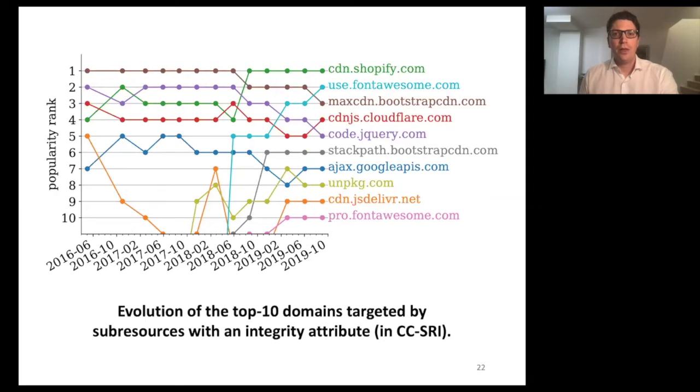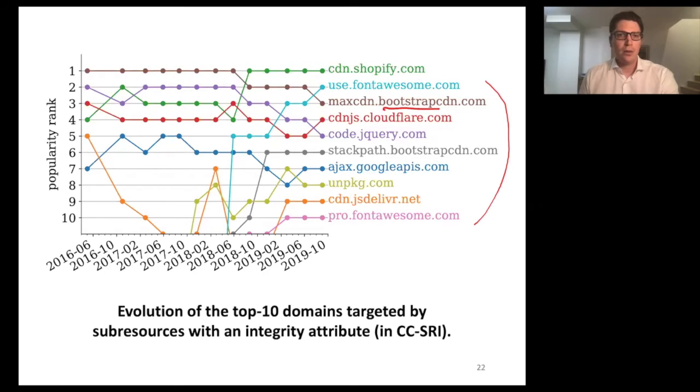Finally, we show here the evolution of the top 10 domains targeted by sub-resources with an integrity attribute. And here we can notice that most of the associated websites are actually websites corresponding to CDNs, which provide code snippets such as Font-Awesome or Bootstrap.